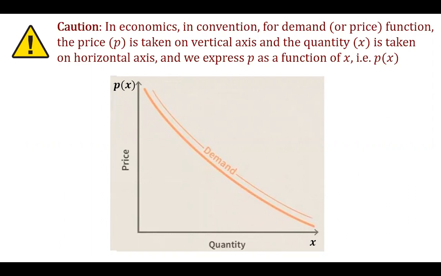Although you might think the demand is dependent on price, right? So the independent variable should be the price. But by convention, we put the price P(x) on the vertical axis, not the horizontal axis, okay? This is just a convention, so be careful with this. You understand?